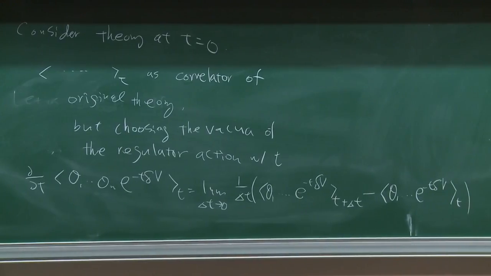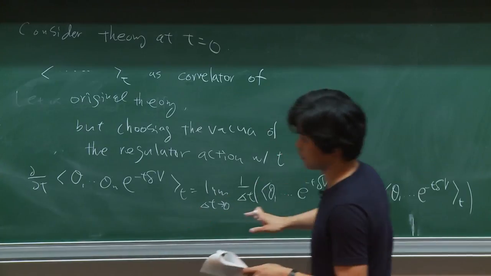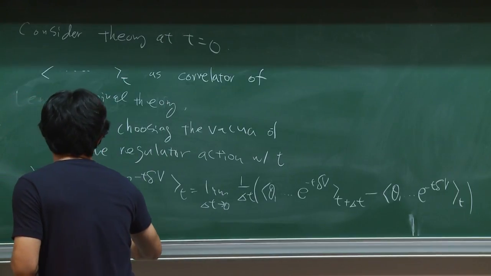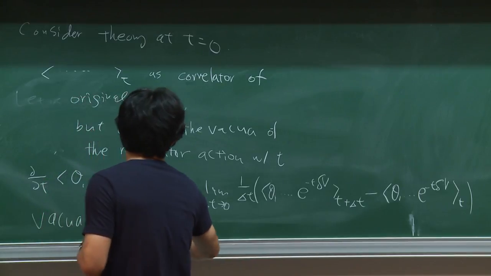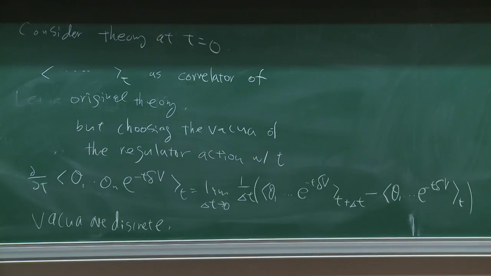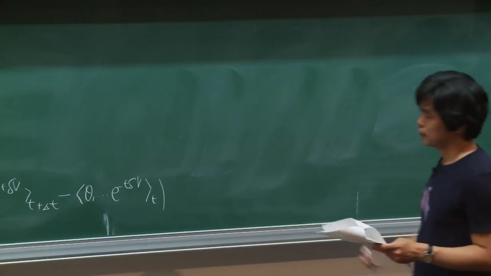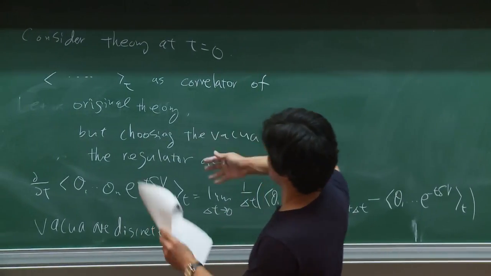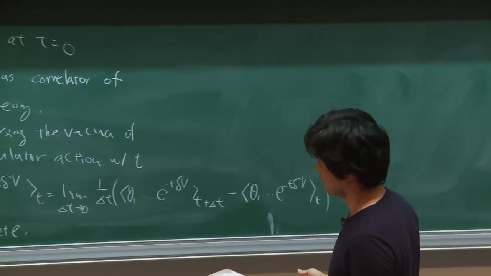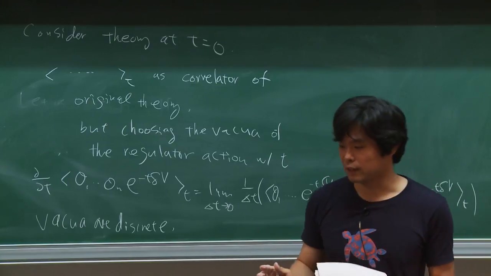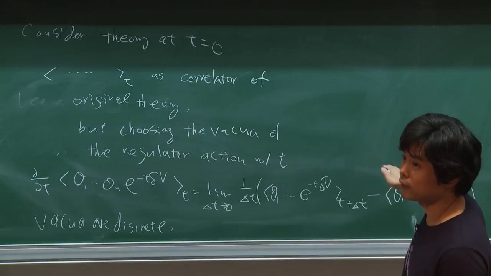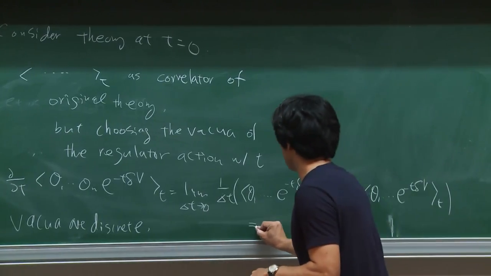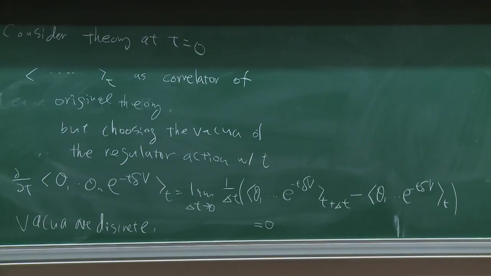Actually, because the vacuum changes, this doesn't vanish in general. But actually here, the vacua are discrete. There are only N_c vacua here, because of this fraction. So if this changes, it's a sudden change. If there were a moduli space, then this t dependence would mean dependence on the moduli. But the vacuum is discrete, so this should be zero.